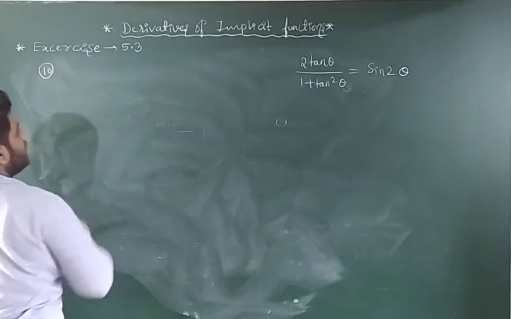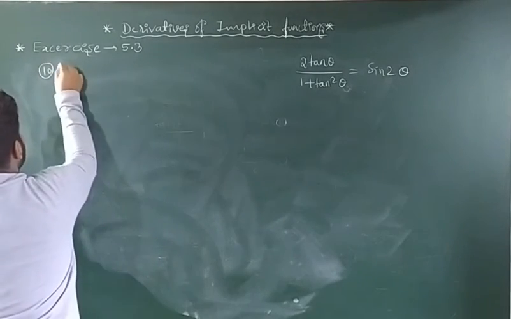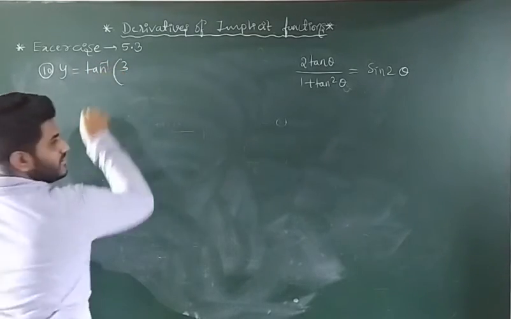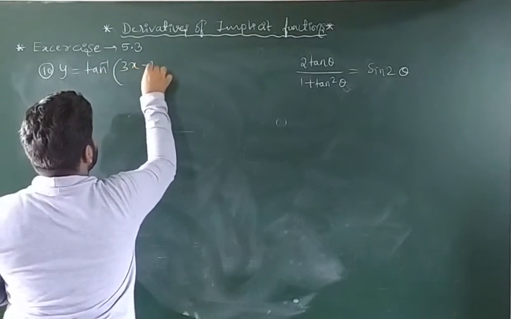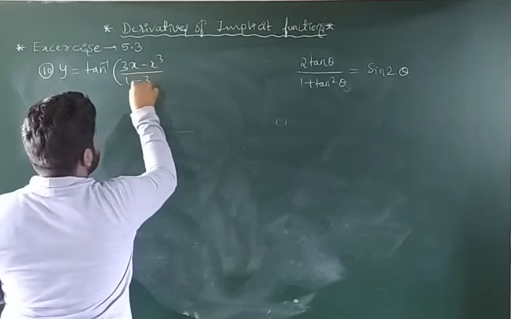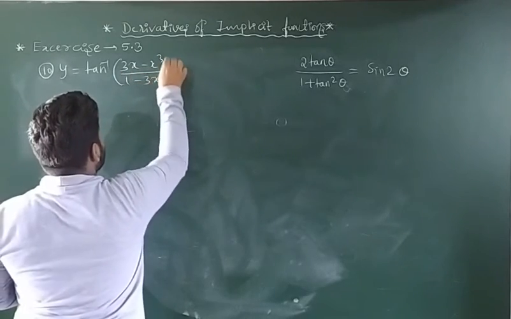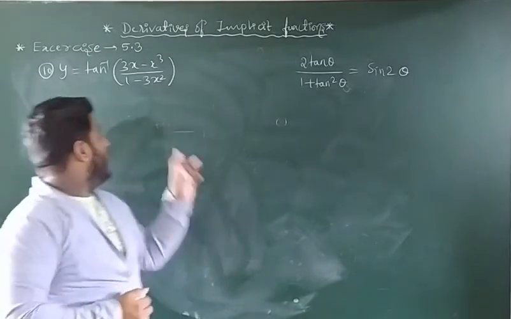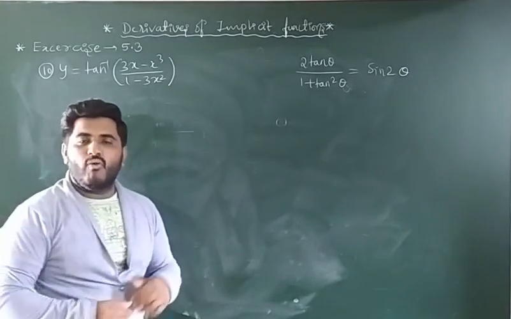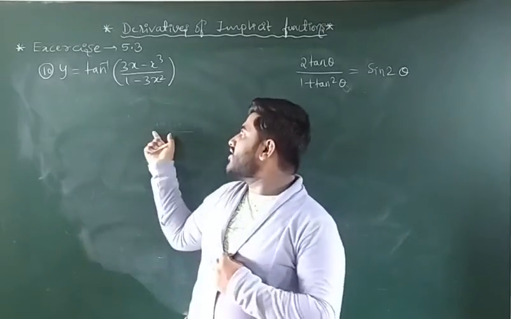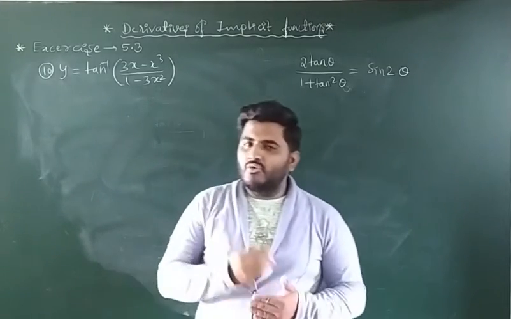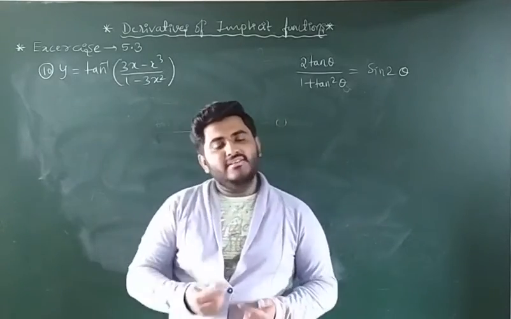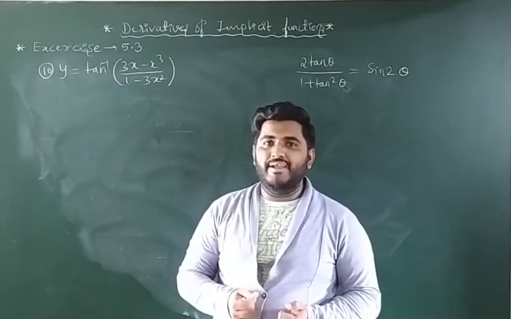Problem number 10. In that case, y equal to tan inverse of 3x minus x cube divided by 1 minus 3x square is the question. So again carefully see here, guys, when this type of problem comes, what should we do? Instead of going for the regular derivative method, we should put something in place of x so that it is simplified. Then we go for finding the derivative.